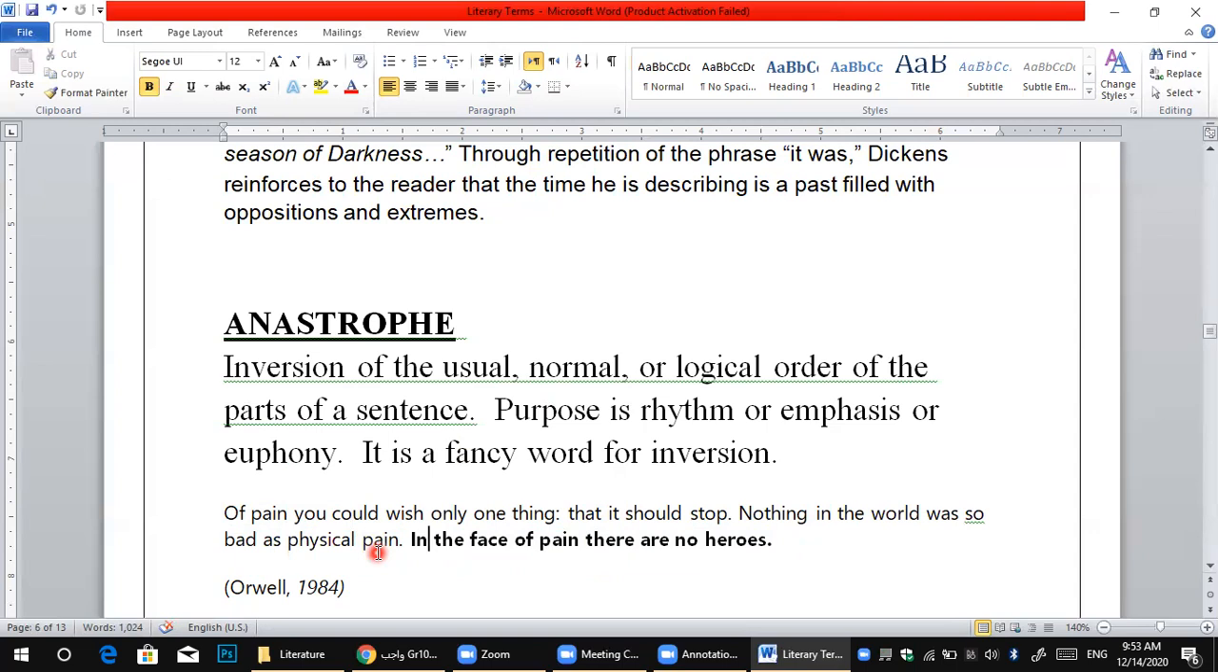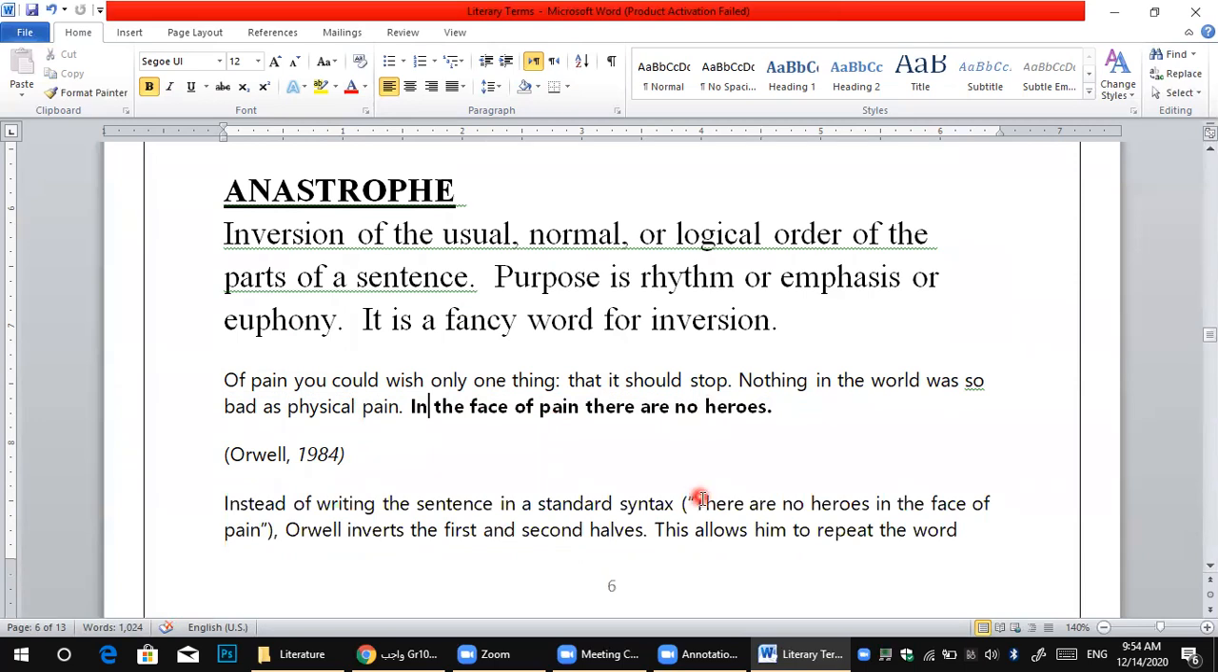Be careful, here it says, in the face of pain there are no heroes. Okay, this sentence should be written like this: there are no heroes in the face of pain. The sentence is, there are no heroes.